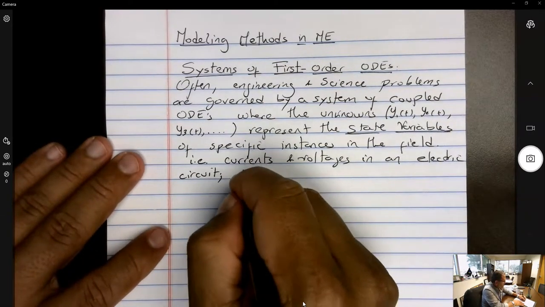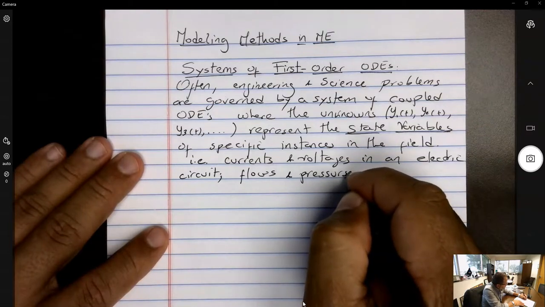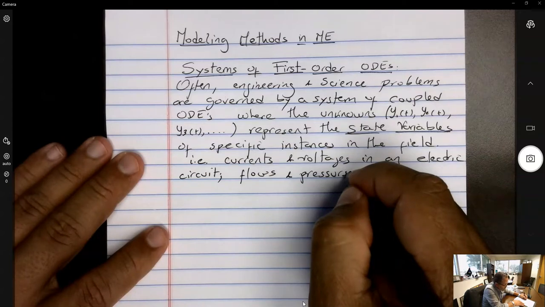It could be flows and pressures in a hydraulic circuit or system, location of different points in a kinematic system, etc. There are many things that can be formulated this way, and where the representation of the system is in terms of these so-called state variables, where the different y's, again, y1, y2, y3, are not y's at different time locations. These are essentially the different state variables.